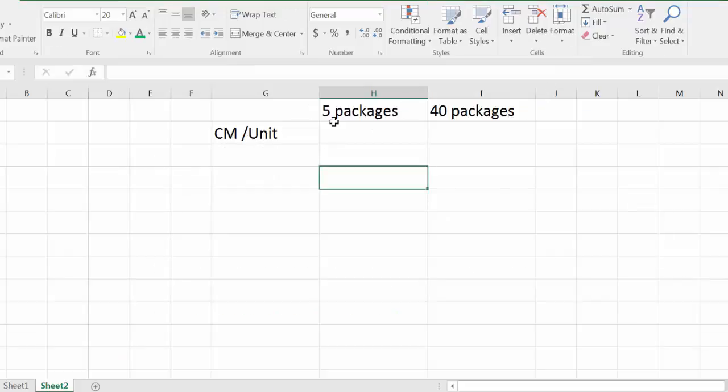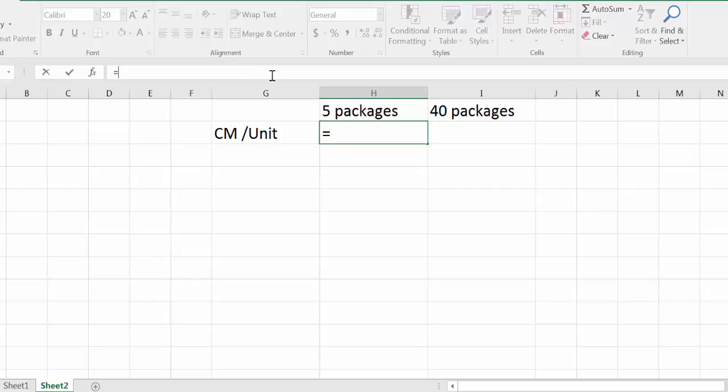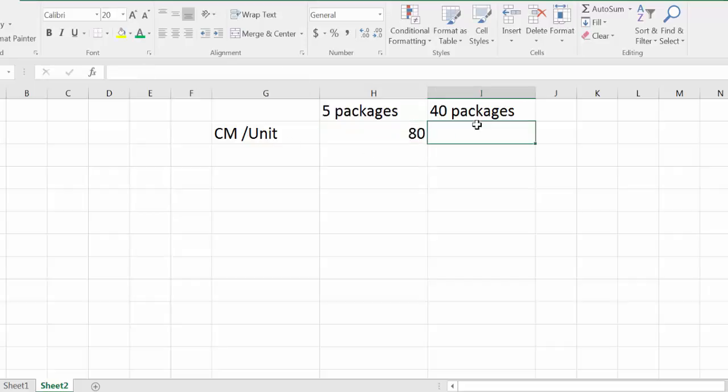For that one, we can use $200 minus $120. So that's the $80 contribution margin per unit. For 40 packages, it's the same.